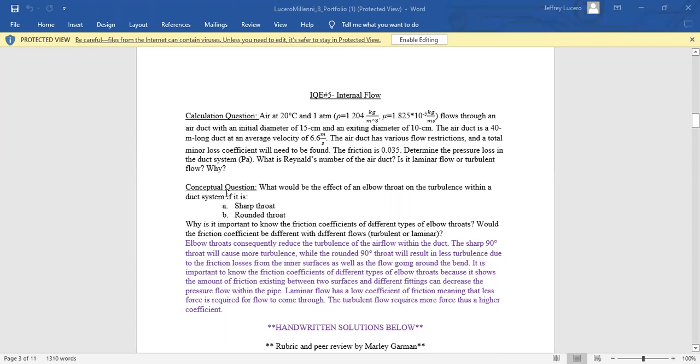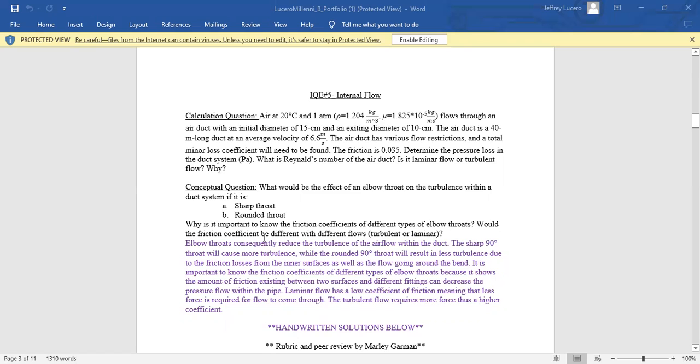For the conceptual question, what would be the effect of an elbow throat on the turbulence within an air duct if it is a sharp throat or a rounded throat? I added this to my conceptual question. Why is it important to know the friction coefficients of different types of elbow throats? Would the friction coefficient be different with different flows, turbulent or laminar?